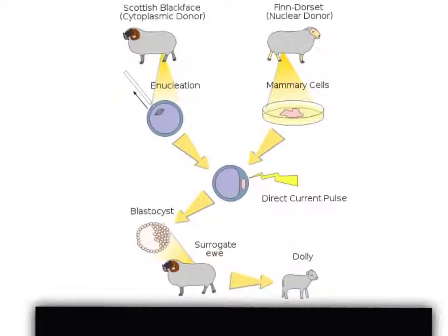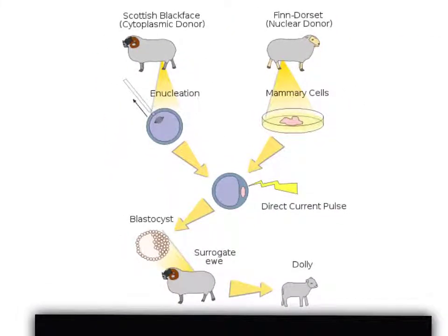Now here is Dolly the sheep. I have a sheep here which has donated an egg cell, which I've removed the nucleus from. That's called anucleation, to produce an anucleated egg cell. I then took a somatic cell, which in this case was a mammary cell from a Finn Dorset type of sheep, and I fused this cell with my anucleated egg cell.